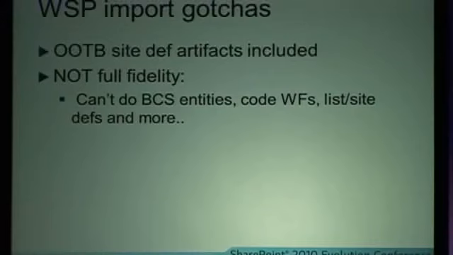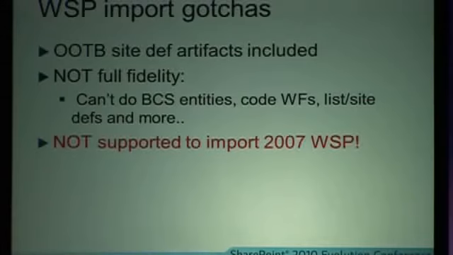Now, code workflows I'd kind of expect, actually. I'm not sure I'd expect it to disassemble and produce me some kind of C# class, so I can live with that. List and site definitions are apparently things that aren't supported there, so we need to be aware of that list. The big kicker, it's not supported to import a 2007 WSP, and it's not widely known at the moment that you can't do that. I see a lot of people in forums that think you can. There's one single page on MSDN that tells you that that's not supported. So if you were thinking that this might be a good way to upgrade your Visual Studio projects from 2007 to 2010, you have to discount that as an option, unfortunately.